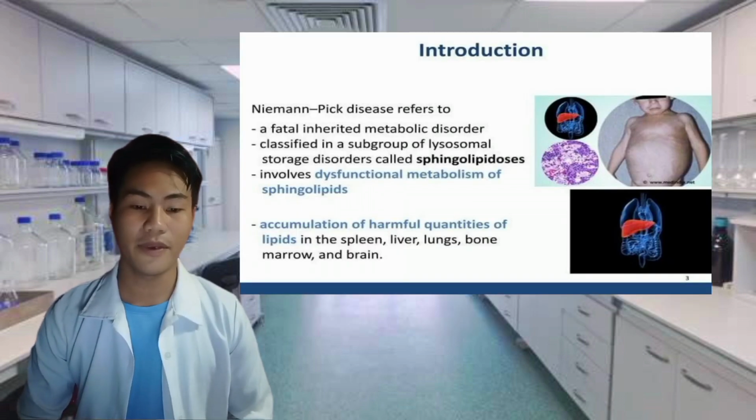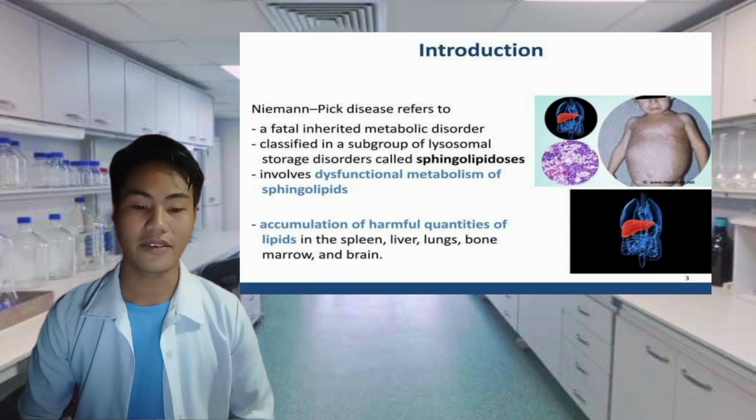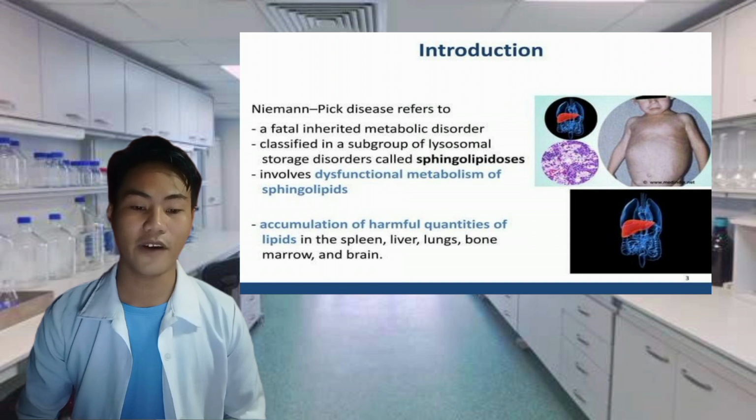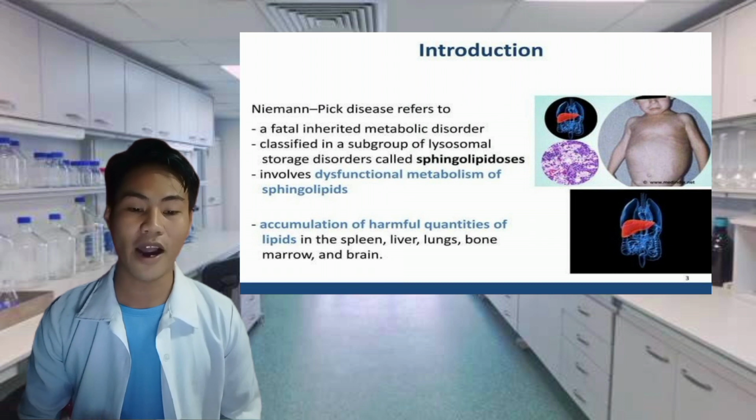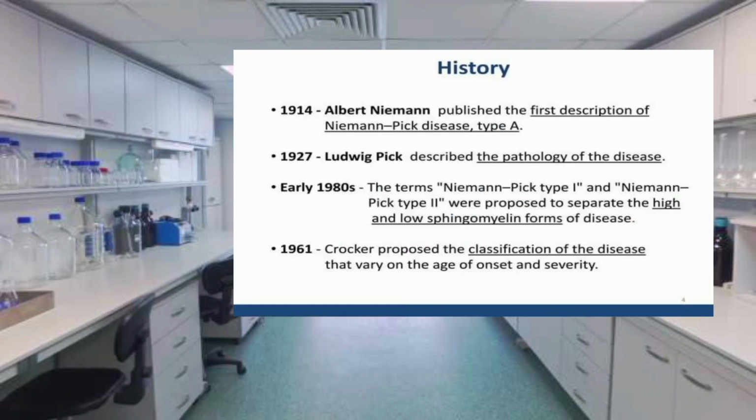So what is Niemann-Pick disease? Niemann-Pick disease refers to a fatal inherited metabolic disorder. It is classified in a subgroup of lysosomal storage disorders called sphingolipidosis. It involves dysfunctional metabolism of sphingolipids. It is an accumulation of harmful quantities of lipids in the spleen, liver, lungs, bone marrow, and brain.